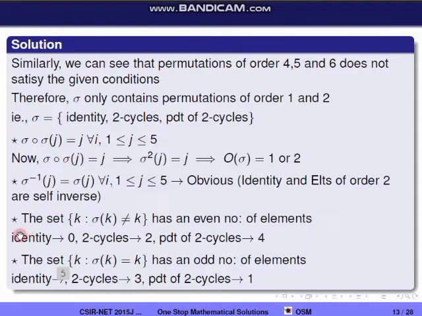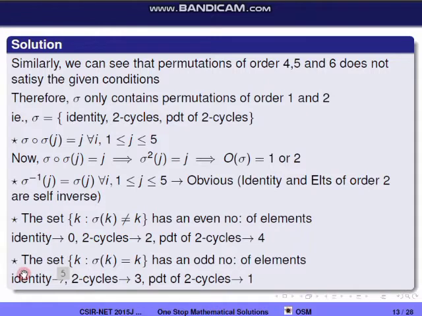Third option: the set of K such that sigma of K not equal to K has an even number of elements. So the identity doesn't contain any element which satisfies this condition, so the identity corresponds to 0 elements. A 2-cycle contains 2 elements which satisfy this condition. A product of 2 cycles has 4 elements. So in total we are getting an even number of elements for each of the permutations. So the option is correct.